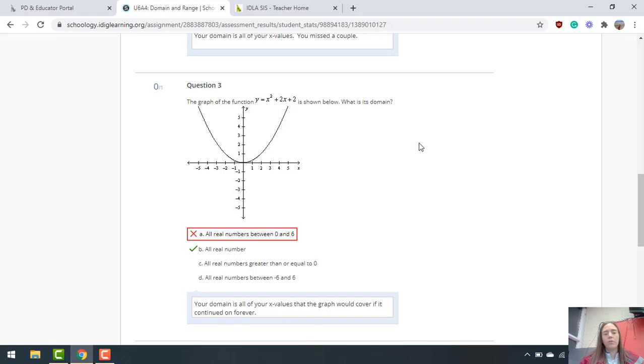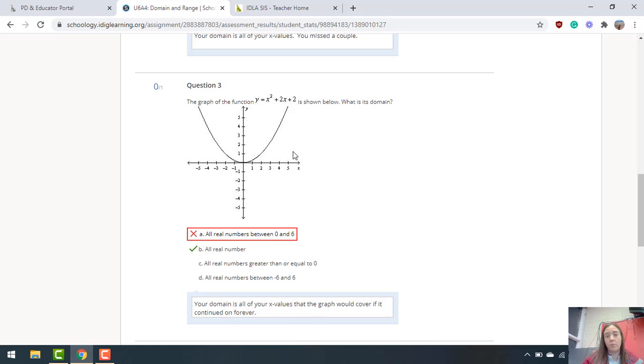Then question 3 is again asking for the domain. On this one, again, we're looking at the x's. That's your horizontal line on your graph. If this continued going, which x's would it cover? It would actually cover, again, all real numbers, because if that kept going, it would just keep going forever in both directions. That's why it's all real numbers.